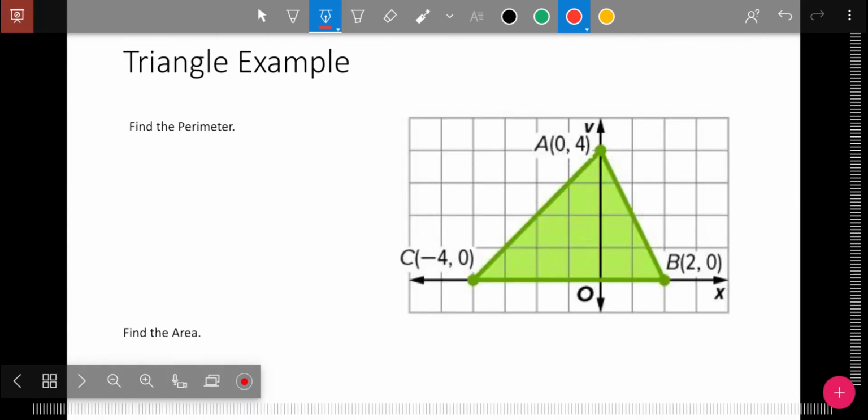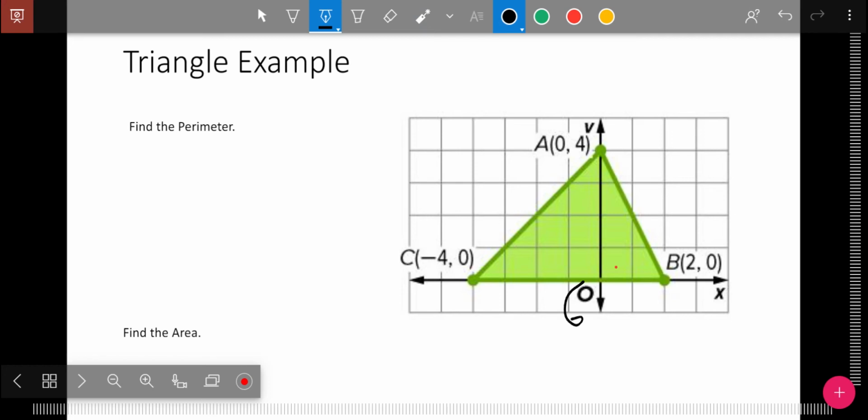A triangle example. All right, this is a triangle example on a coordinate plane. To find the perimeter, right, I need to first know the sides. And so this bottom side is pretty easy. It goes right here from 2, 0 all the way back to negative 4, 0, or you can look at it either way. But that just adds up here to 6 units.